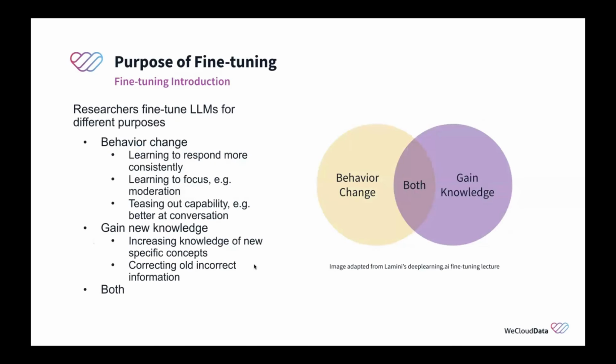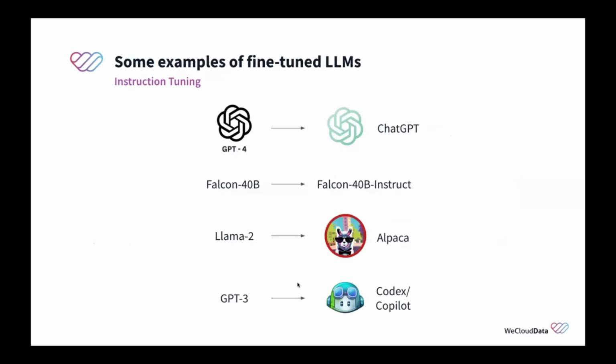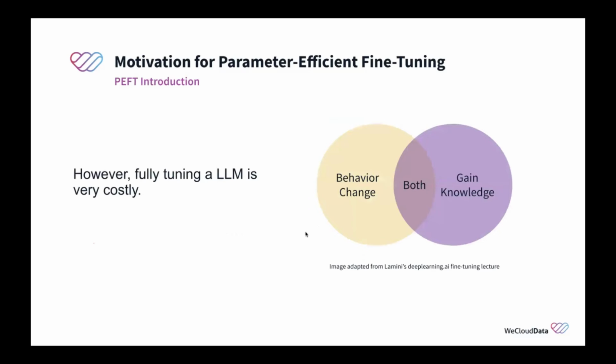Instruction tuning happens usually after the pre-training stage and before the alignment. Some of the famous examples of instruction-tuned large language models are ChatGPT, the Falcon 40B Instruct, Alpaca, and also Copilot. These are instruction-tuned models.